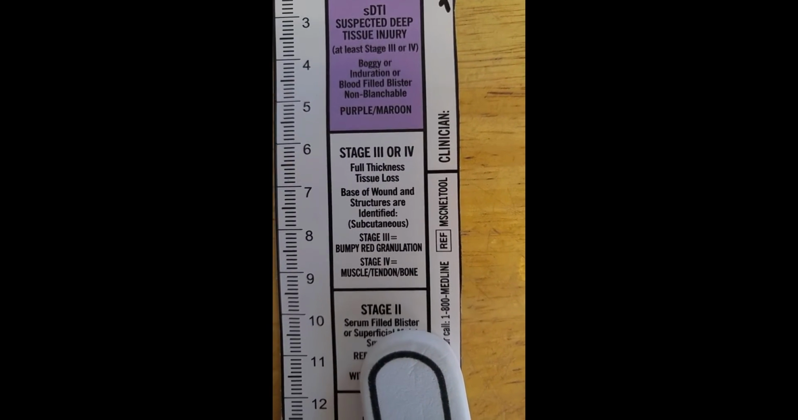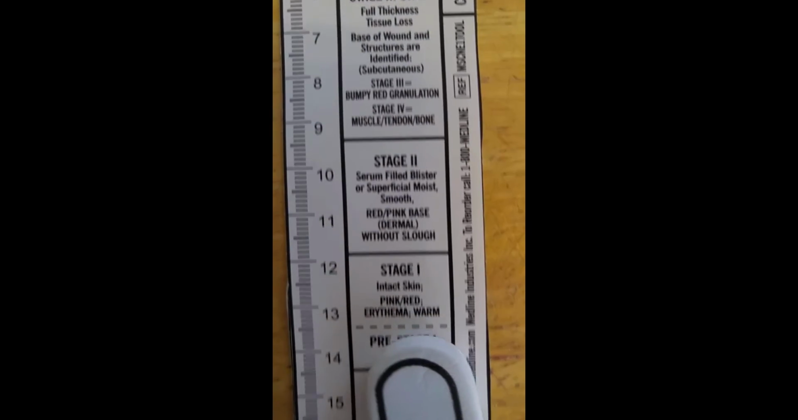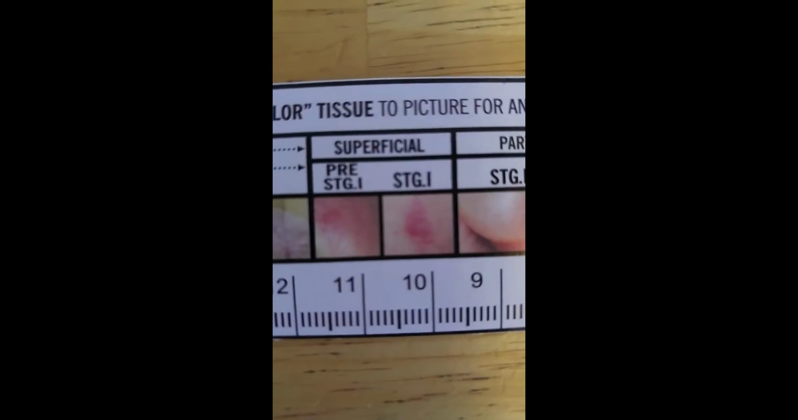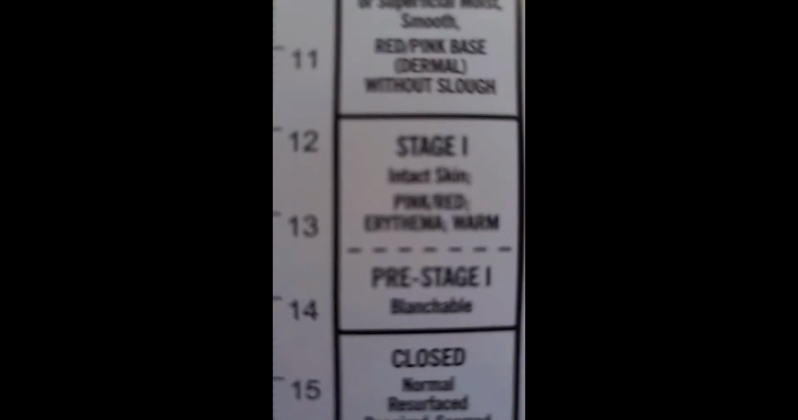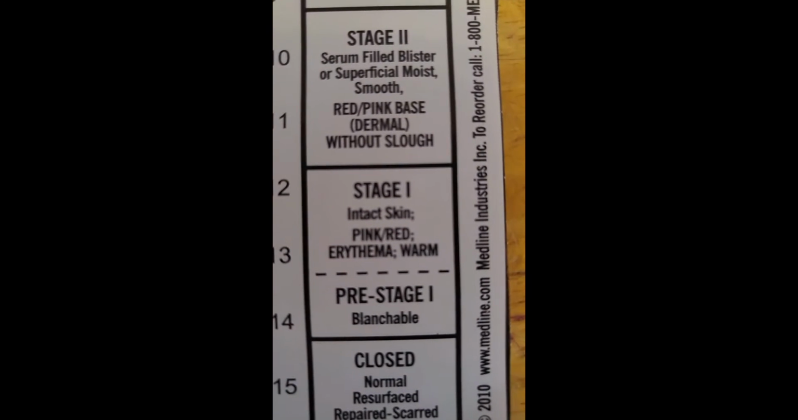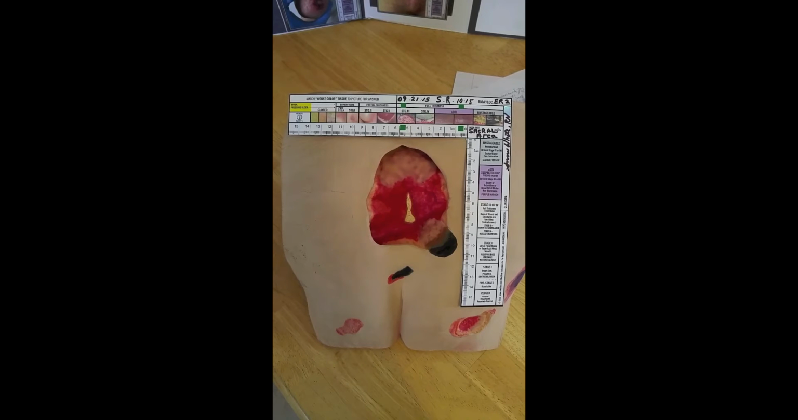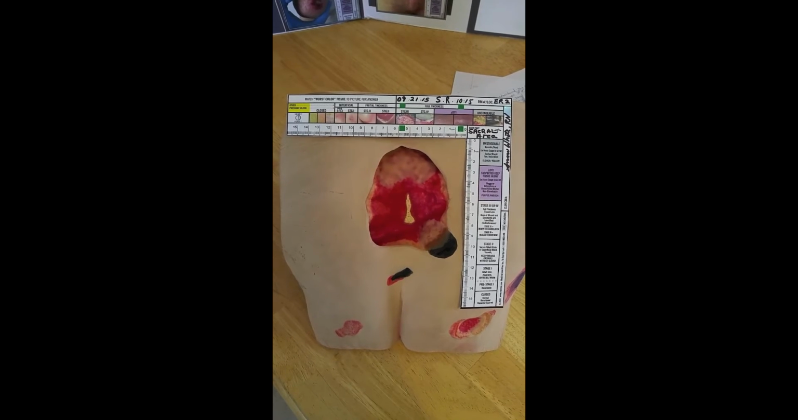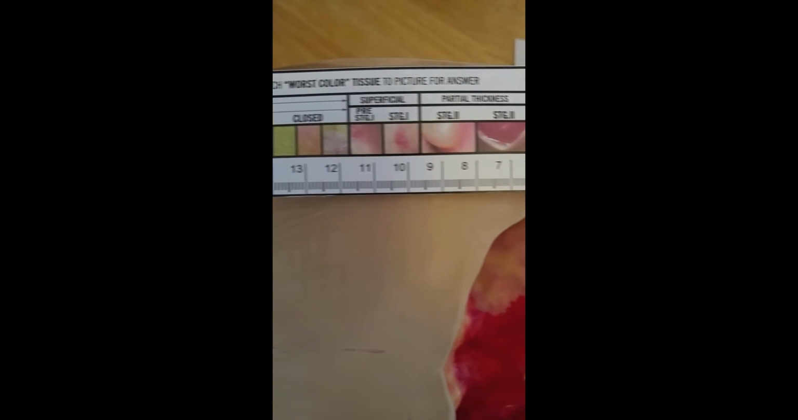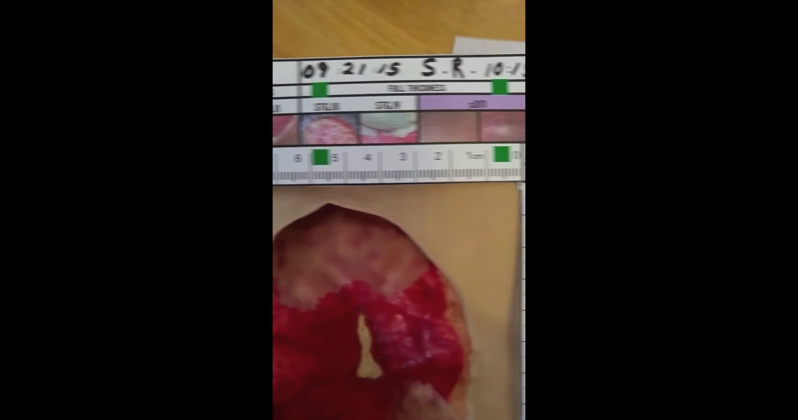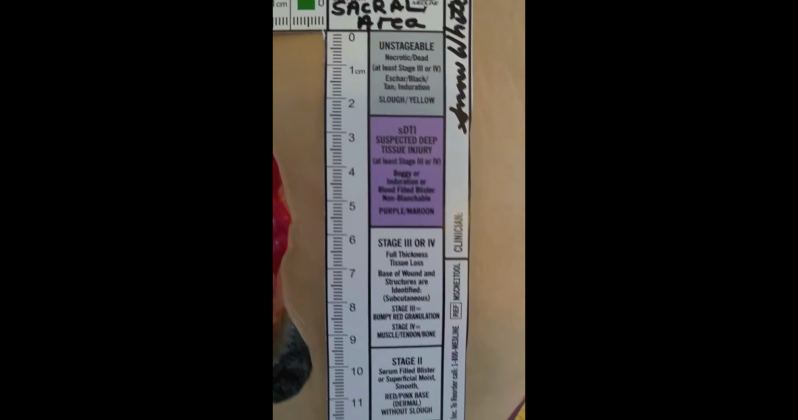For example, one differential characteristic between a pre-stage 1 and a stage 1 is that one blanches, pre-stage 1, and one does not, stage 1. To be a good wound assessor, I recommend that you study each wound image and know each written characteristic corresponding to the right arm. This will help you break the bad habit of guessing.